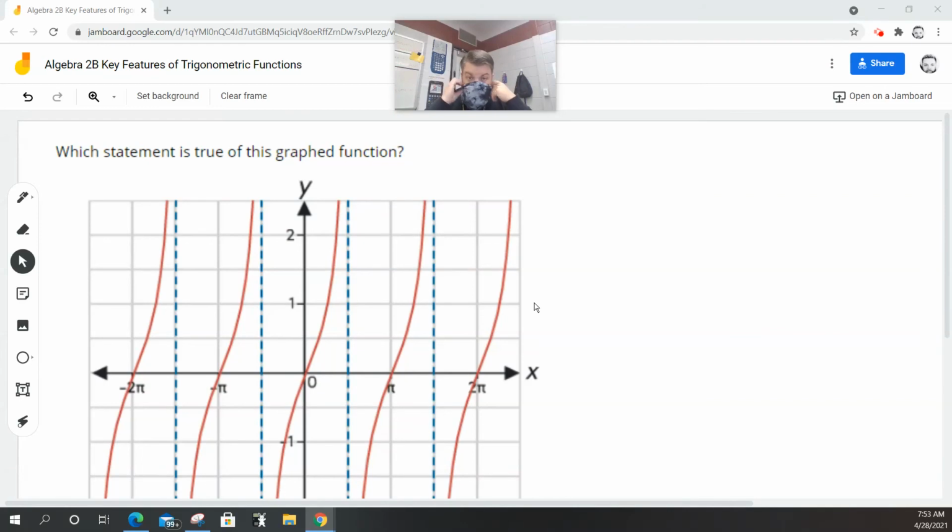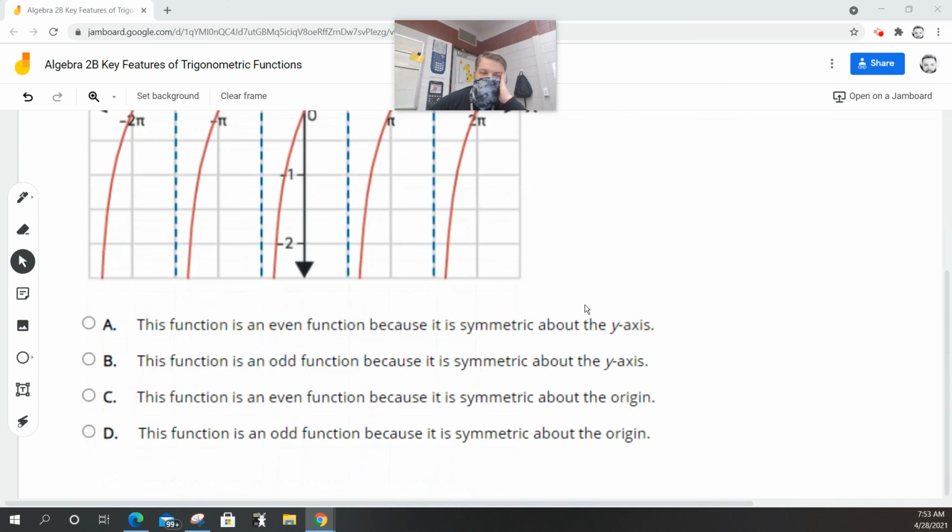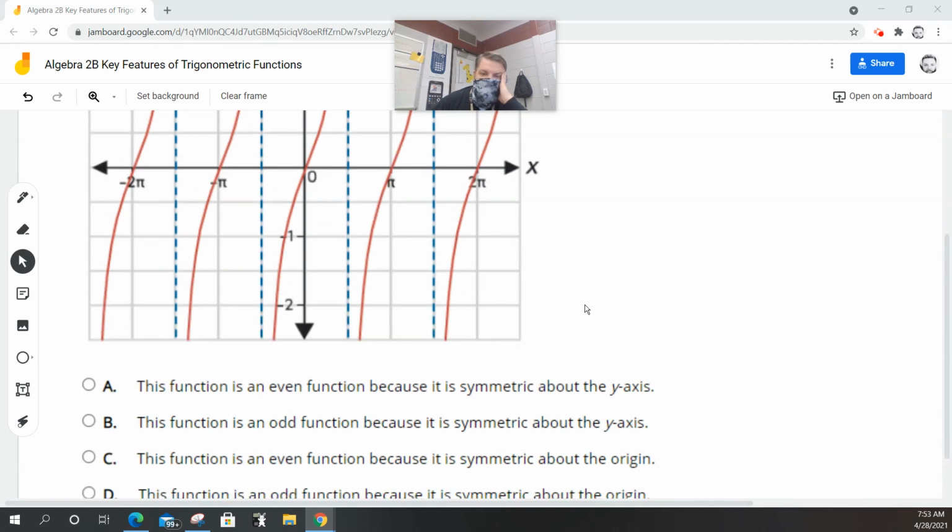Okay, so which statement is true about the graph function? So we have a function here. A says the function is even because it's symmetrical about the y-axis. Well, it's not, though. This is the y-axis. The left-hand side does not mirror the right-hand side. This line would need to look like this, and it doesn't do that. So that's not true.